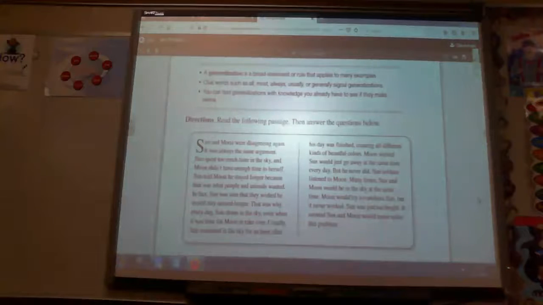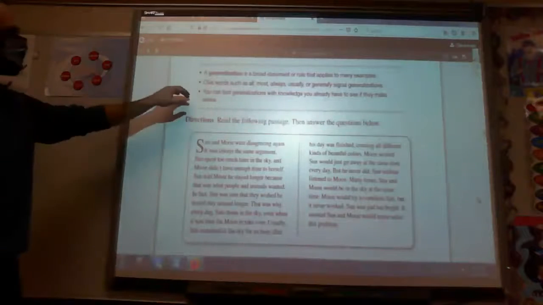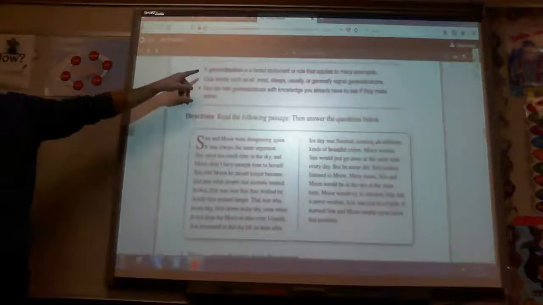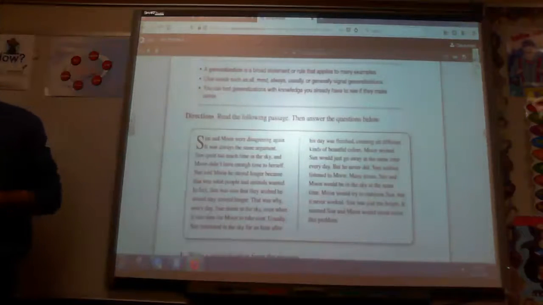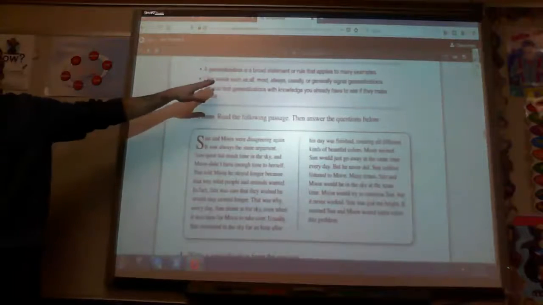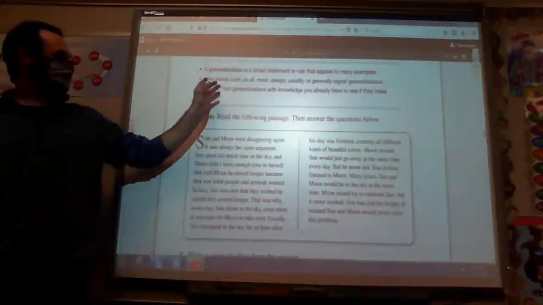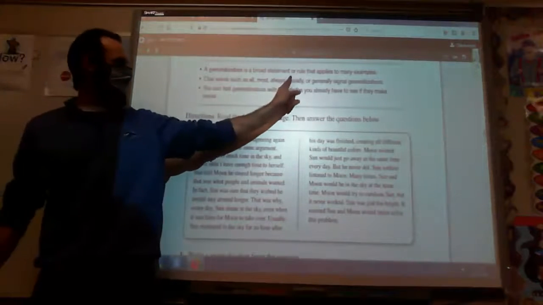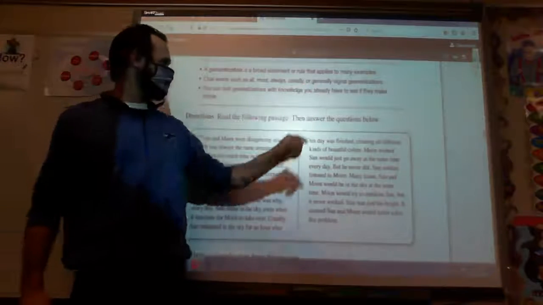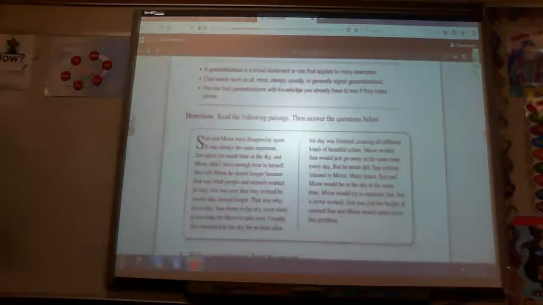Okay, we're working on generalizing as a skill. And it says a generalization is a broad statement or rule that applies to many examples. Now, clue words are clue words such as all, most, always, usually, or generally. So I'm going to put those down.